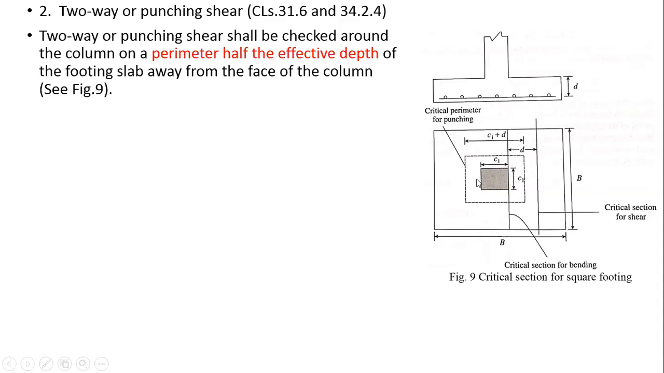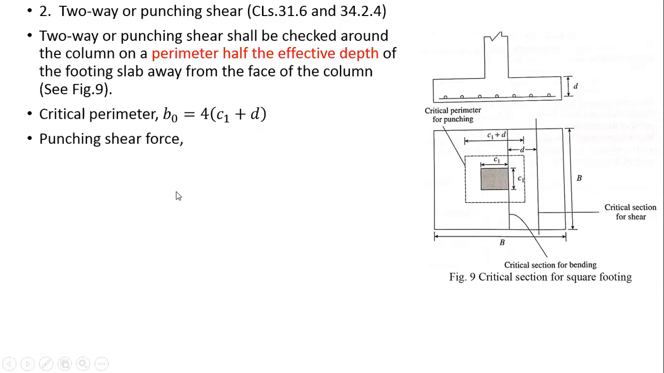D by 2 here, D by 2 here, D by 2 here, D by 2 here. So this total distance from here to here, how much? C1 is here. This is C1 plus D. Similarly, in this direction also C1 plus D. So critical perimeter will be how much? 4 times (C1 plus D), because this is your square. So punching shear force will be calculated by this formula.